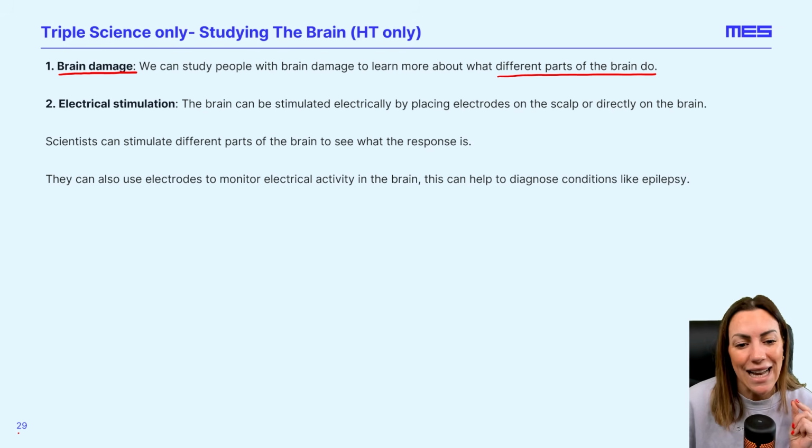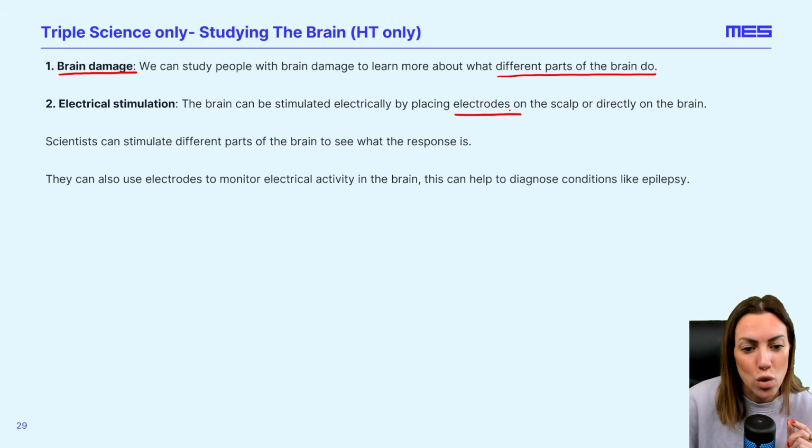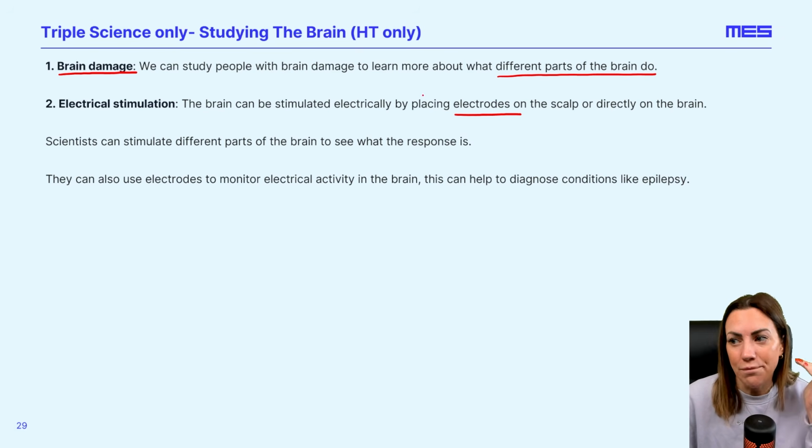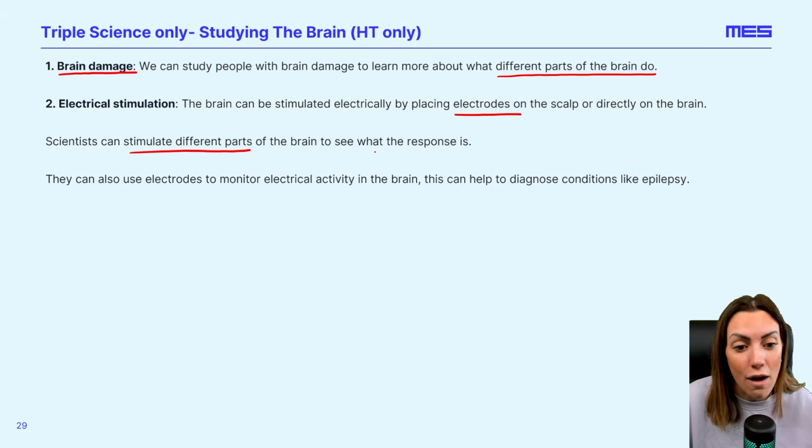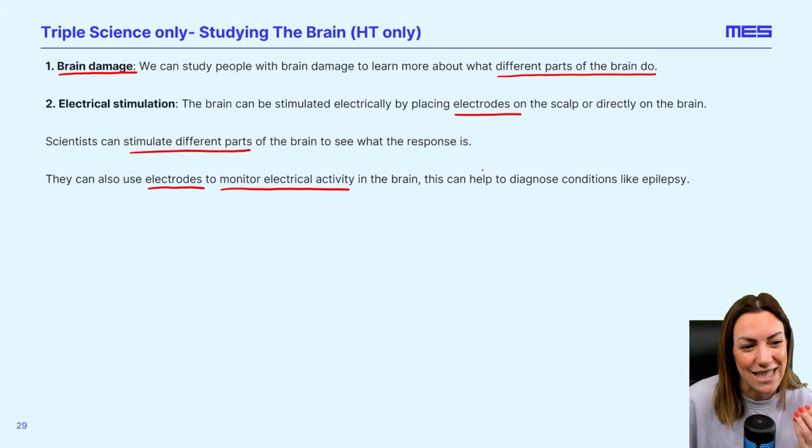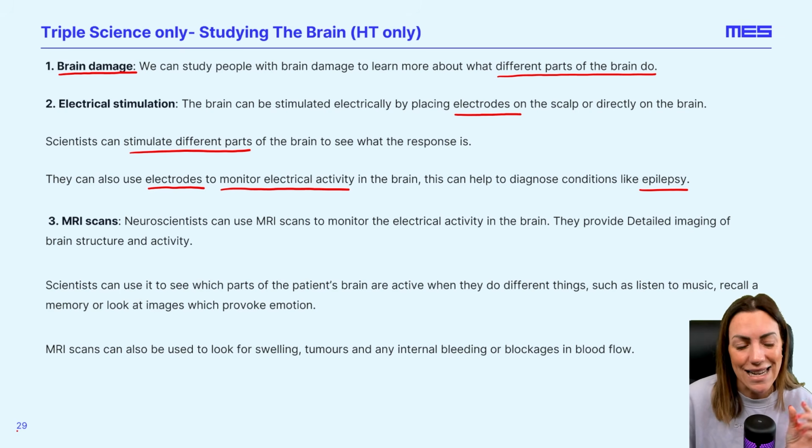We can also use electrical stimulation, or you can talk about using electrodes. Electrodes can be placed onto the scalp or directly onto the brain, and we can stimulate different parts of the brain to see what the response is and therefore what that part of the brain is responsible for. We can also use the electrodes to monitor electrical activity, and this does help us to diagnose conditions such as epilepsy. The third method of studying the brain is to use an MRI scan.